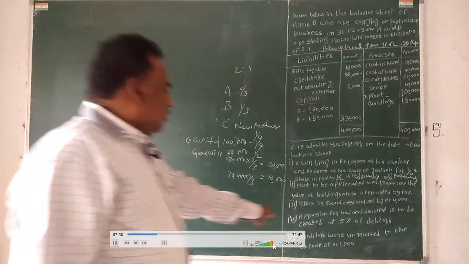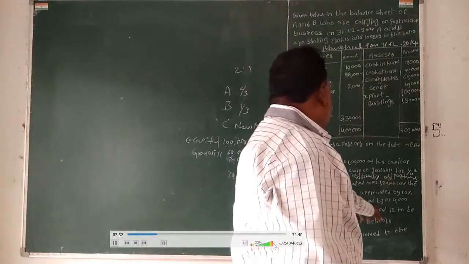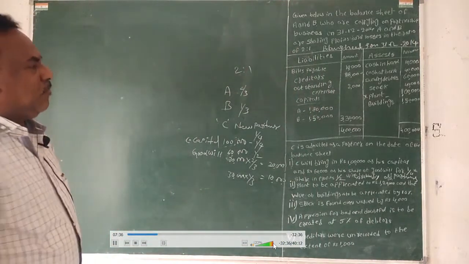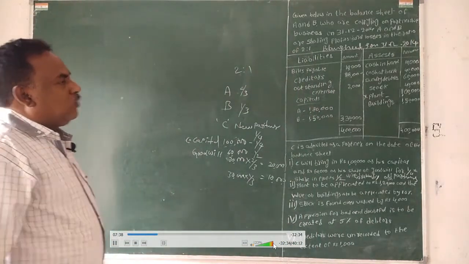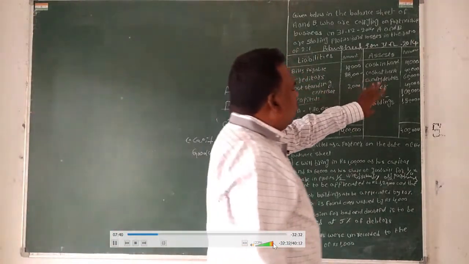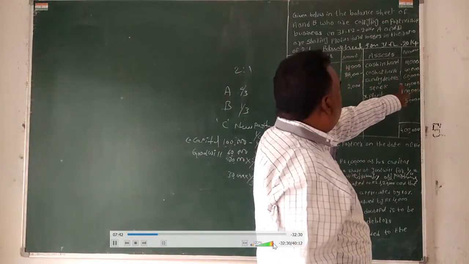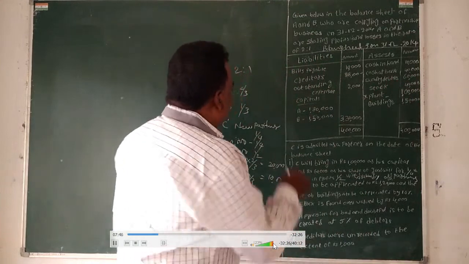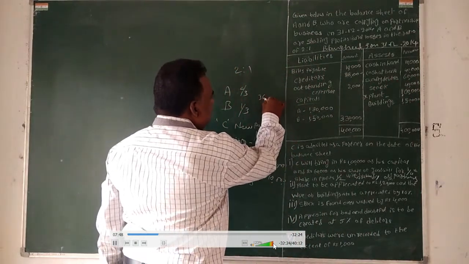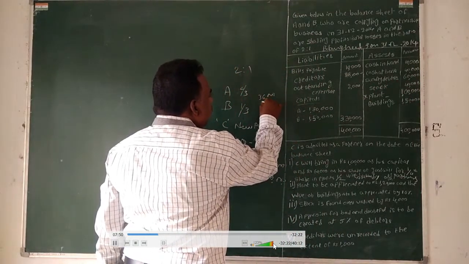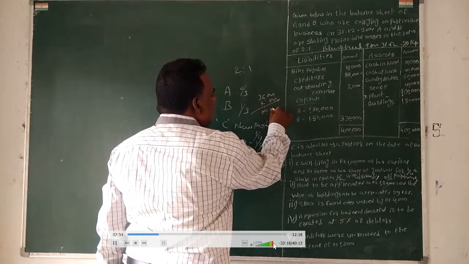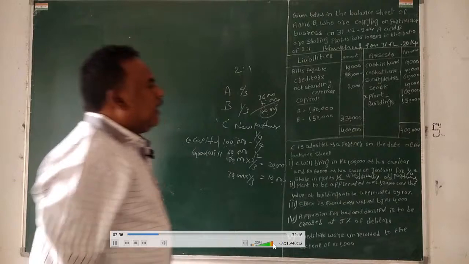Next, a provision for bad and doubtful debts is to be created at 5% on debtors of 60,000. That means 3,000 rupees of uncertainty, in the form of bad debt. So we must deduct it from debtors. It is a loss, so it must be debited to the revaluation account.